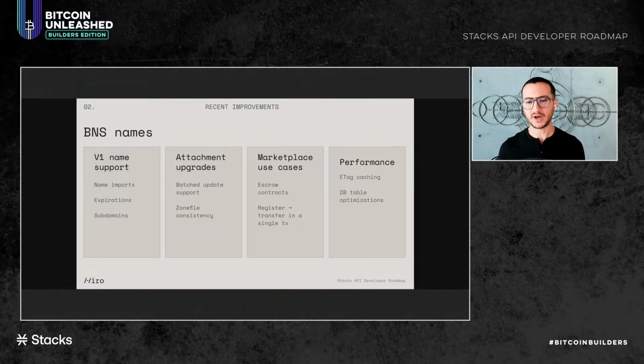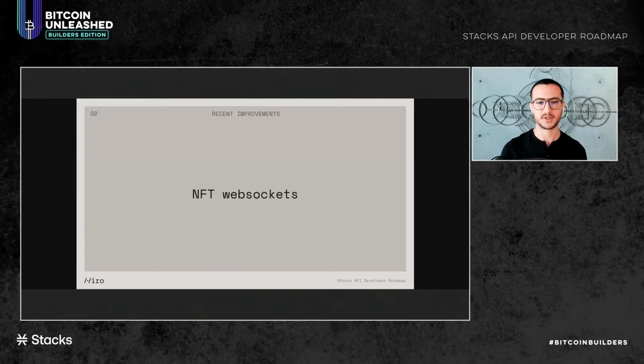And we've also added support for newer marketplace use cases. So I'm sure you know BNS has been trading a lot on marketplaces. We've added support for escrow contracts and for some innovative stuff that is happening, which, for example, is registering and transferring a name in a single transaction. Lastly, we've done a lot of performance improvements. We've added caching, table optimizations, etc.